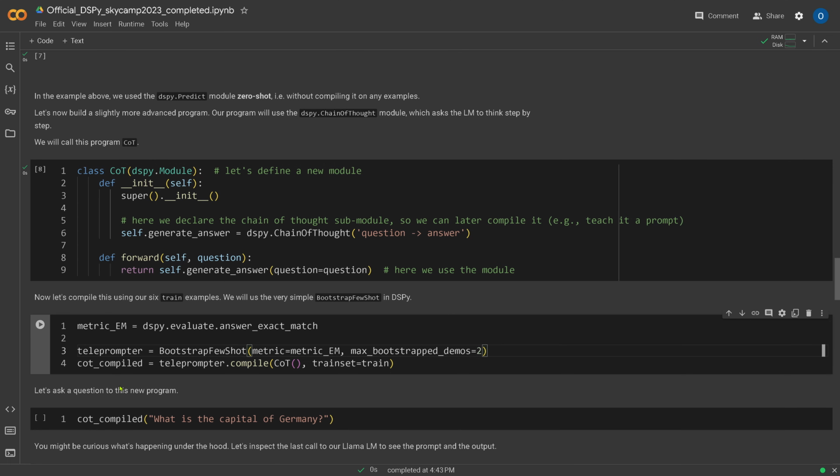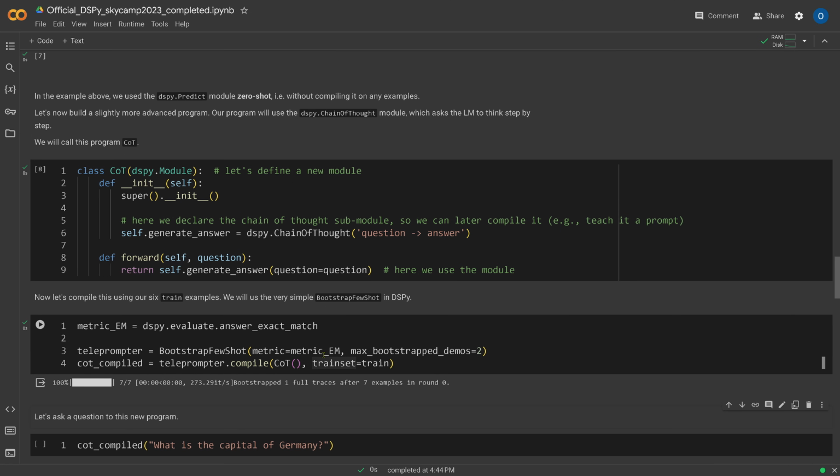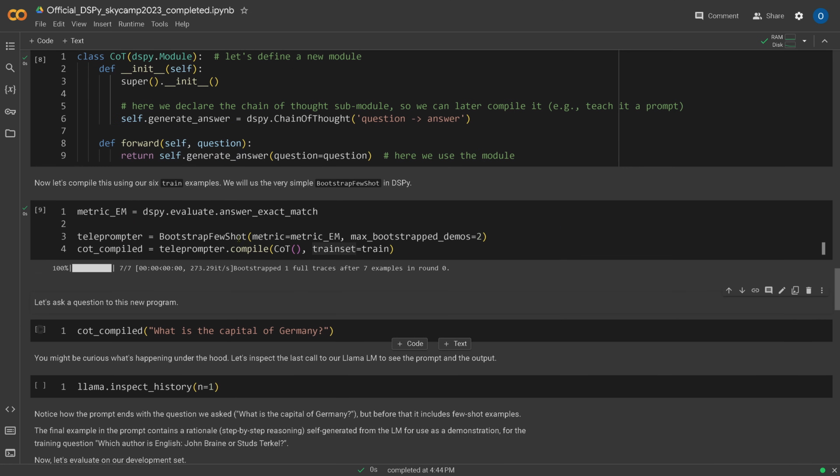And then I have the compiled version is teleprompter.compile, and we compile this chain of thought function, this DSP module, this class, this DSP model on the training data set. Yep, done. Of course, this is just a demo, so we do not have enough data, but just as a demo. And then we say, okay, what is the capital of Germany?